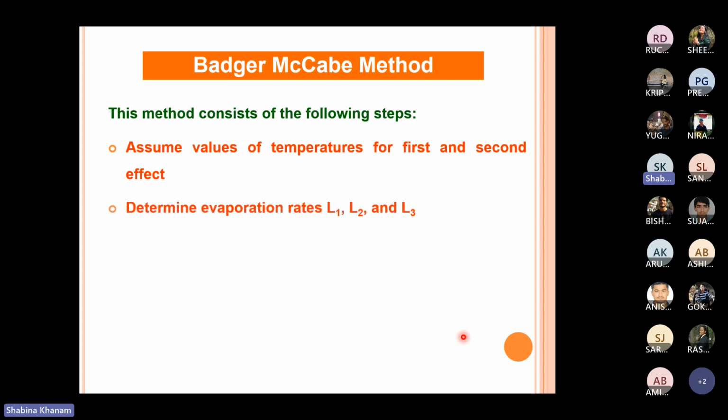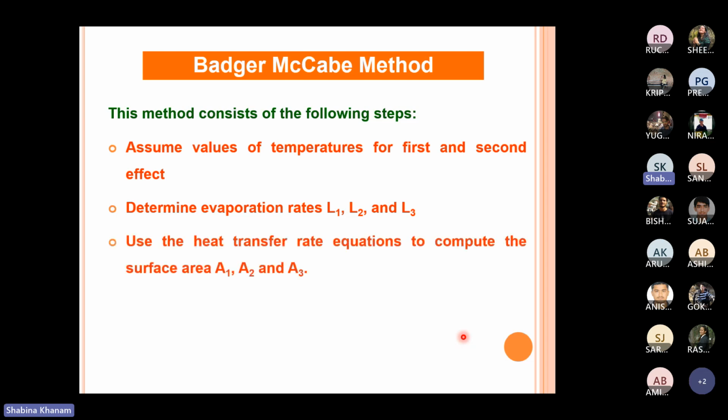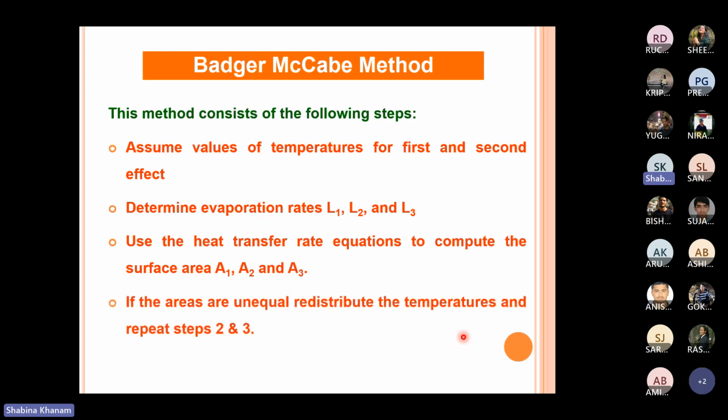Determine evaporation rates L1, L2, L3. Please consider all these steps. This I will demonstrate with the help of one example. Then use the heat transfer rate equations to find the surface areas A1, A2 and A3, and if the areas are unequal, redistribute the temperatures so that you can have equal area in consecutive iterations. This is because you have assumed a few parameters, so iteration must be done. In that way you can consider the Badger-McCabe method.